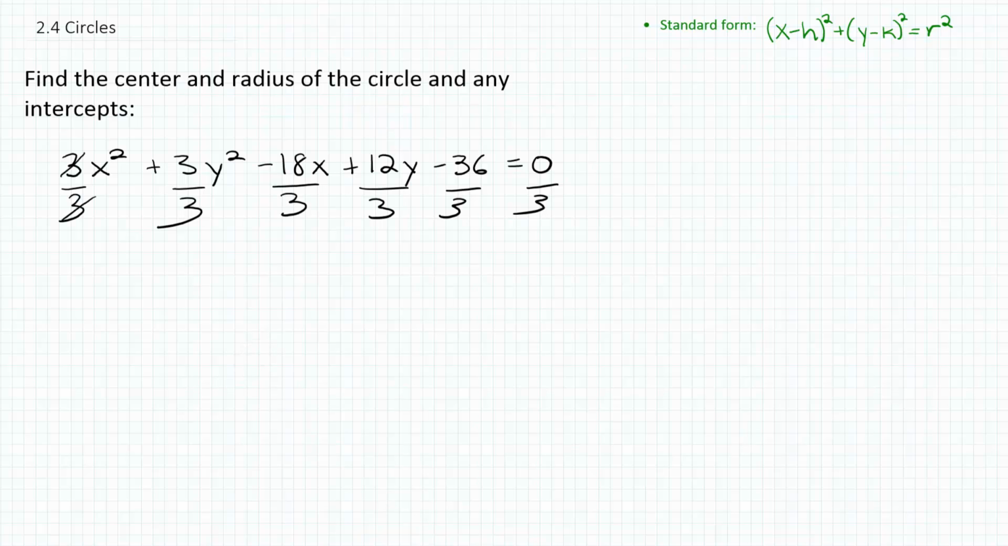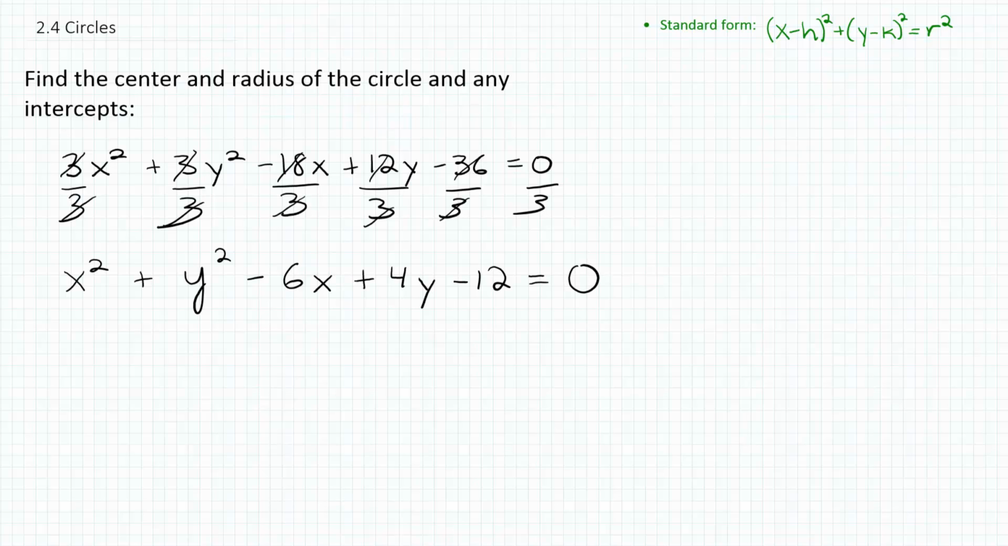So the 3's cancel here. You'll end up with x squared plus, the 3's cancel here, so just plus y squared. Minus, 3 goes into 18 6 times, so it'll be negative 6x. Plus, 3 goes into 12 4 times to give you positive 4y. And then minus, 3 goes into 36 12 times, and lastly 3 goes into 0 0 times.